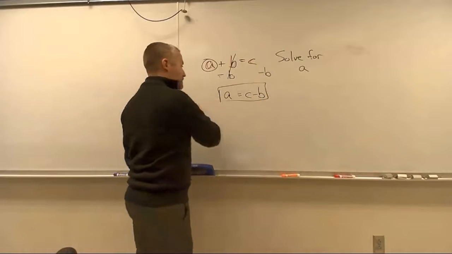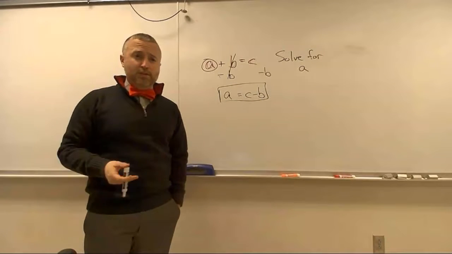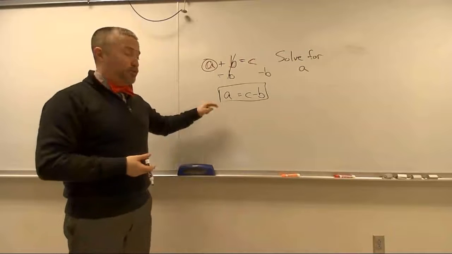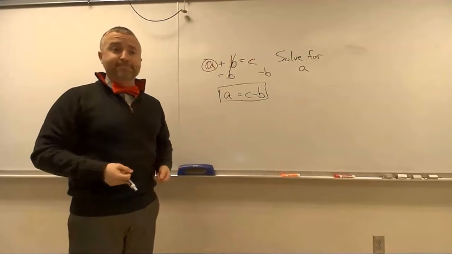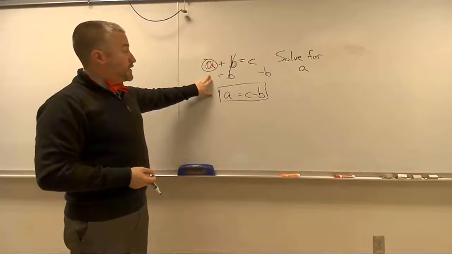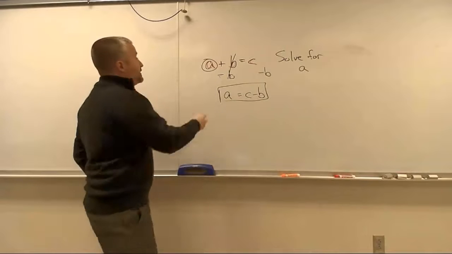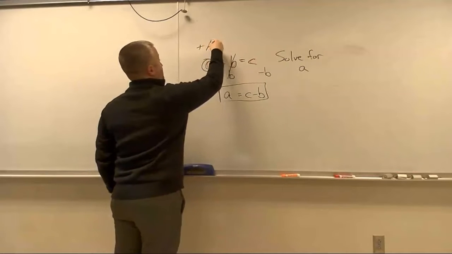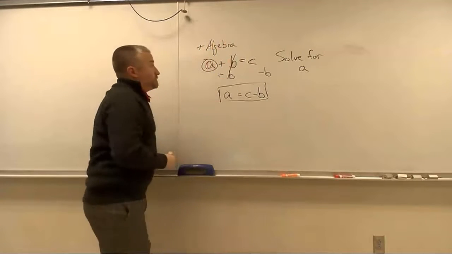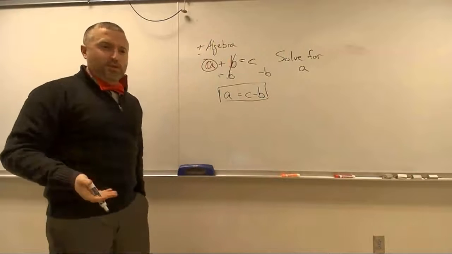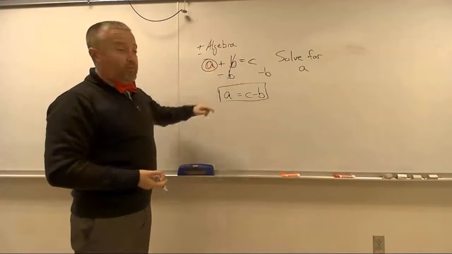This is the answer to the problem. A is solved for. Now eventually we'll add some more steps. We'll put some numbers in here, but for our purposes right now, that's it. Now this is a type of problem where you're dealing with addition or subtraction. And what we're doing is, again, looking for what's keeping it from being by itself.